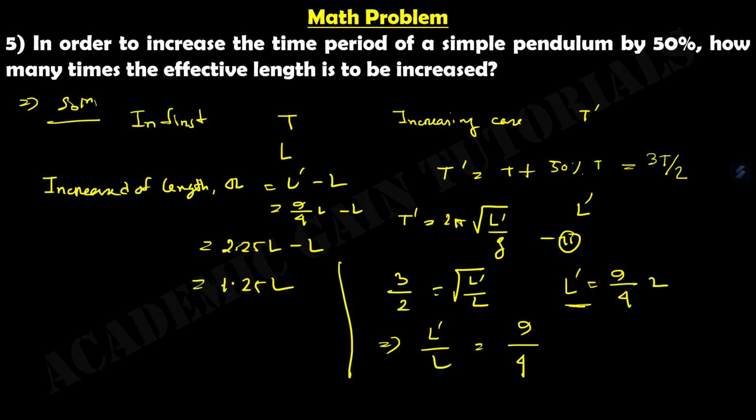So it means the effective length is to be increased by 1.25 times L, or we can say that the effective length is to be increased by 125%. If I take this value in percent, then it is 125%. So this is the solution of our fifth problem.